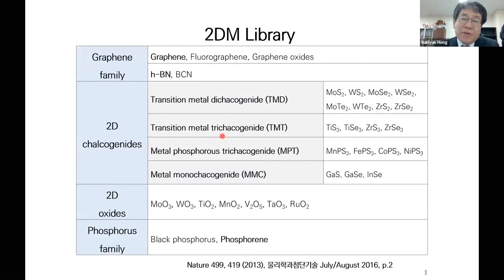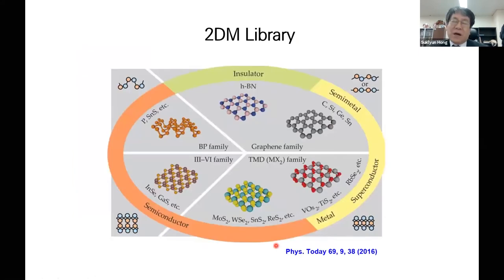My center and my research group focus on two-dimensional materials. This shows the two-dimensional material library, categorized into the graphene family, 2D chalcogenides, 2D oxides, and the phosphorus families. Here we mainly focus on graphene, hBN, and TMDs, sometimes MMC, and phosphorene. Depending on the structure of these compounds, we have various electronic properties. For example, the graphene family shows semi-metal properties in graphene and insulator properties in boron nitride. Interestingly, the TMD family shows semiconductor, metal, and even superconducting properties.